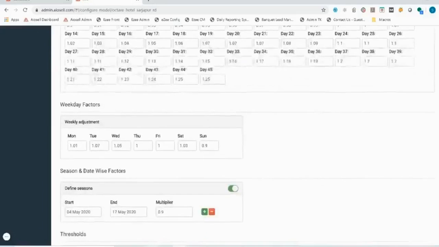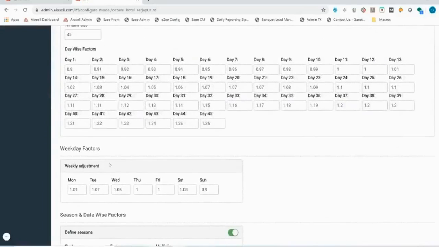The next factor we have is a weekday-based factor. So every day of the week can have a different demand. So here you'll see, because this is a business hotel, the Tuesdays and Wednesdays have a much higher demand. So we set up the price for Tuesday for 7% and on Wednesday for 5%. But for a Sunday, we scale it down by 10% because of lower occupancy.